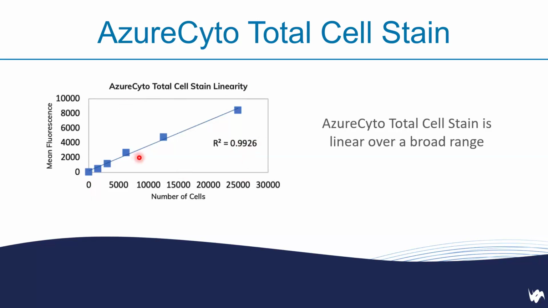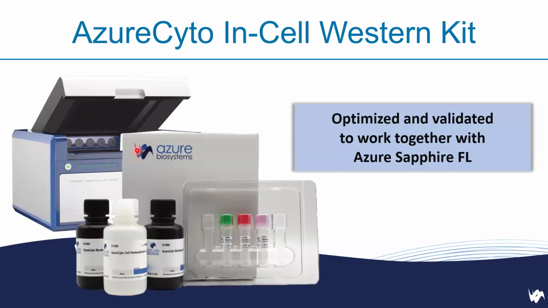Our Azure Biosystems in-cell Western kit is optimized and validated to work together with Sapphire FL. So it is 2 near infrared 700, 800 targets plus 1 normalization control, which is a total cell stain. The kit is a total package of the in-cell Western kit, covering your permeabilization, blocking, and washing, and also secondary antibody, for 596 per plate.